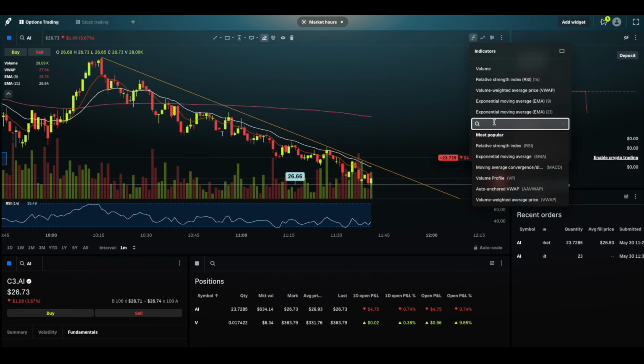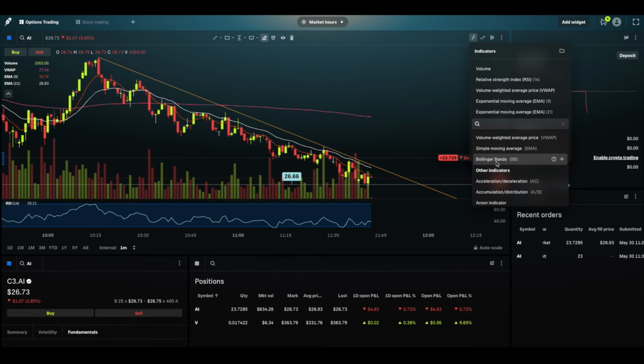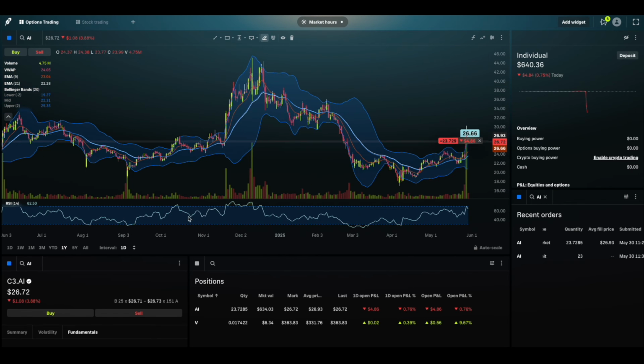Let's see other indicators we can add. That's mostly what I use. Other people, I'll delete this after, but I want to show you Bollinger Bands is usually popular. You can use Bollinger Bands for a different amount of strategies.